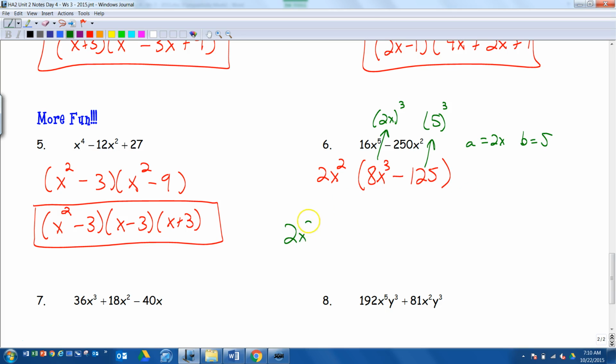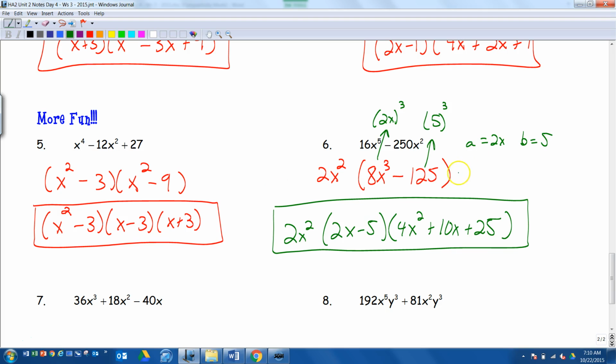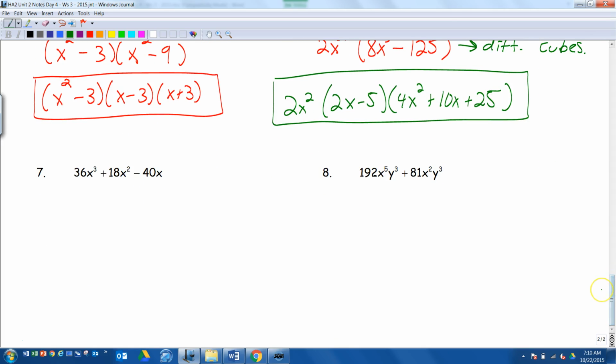So we still have the 2x squared out here, but now we're going to factor this thing. So we have a minus b, a squared, plus a times b, plus b squared. And again, that was using the difference of cubes. Okay? So that's the final answer for that one.